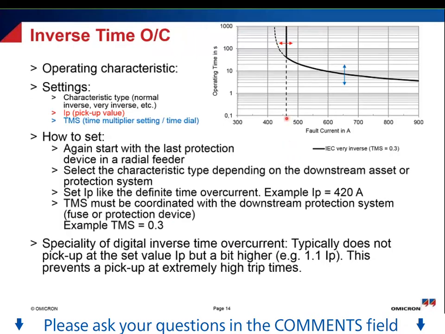And this is typically built into digital relays to make sure that they will not pick up with extremely long trip times. Oftentimes this factor is built into a relay. For example, 1.1 is something that you oftentimes cannot change, but depending on the manufacturer, it could be 1.05 or 1.2 or something in this area. But just be aware that digital relays typically will not directly operate at the pickup value, but somewhere above, just to avoid very, very long trip times.